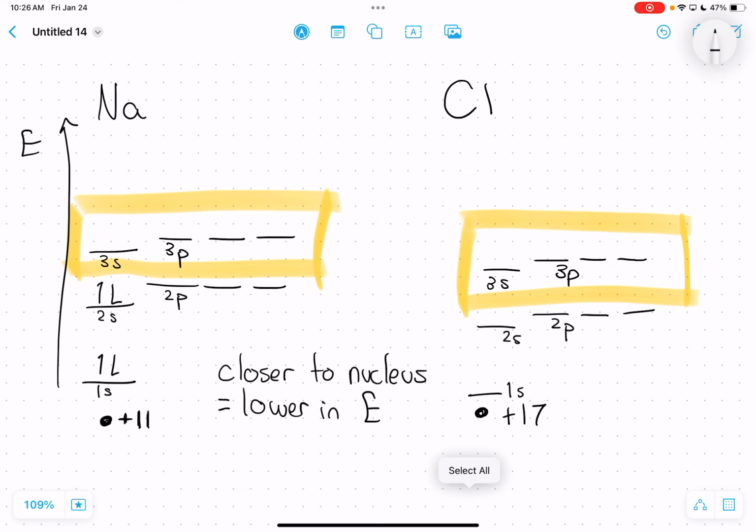Okay, so the next ones I go fill in, I'm at 4, 5, 6, 7, 8, 9, 10, and then my 11th one is going to be up in that 3s orbital. Okay, so the only valence electrons that sodium has is 1 electron in the 3s.